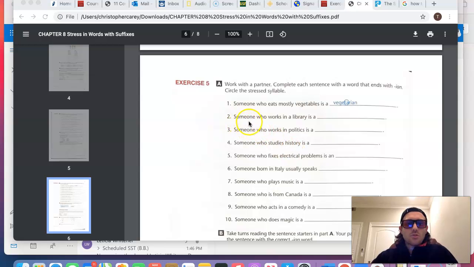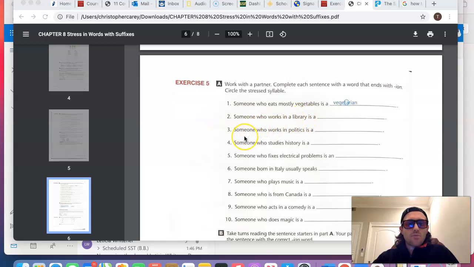For example, number 2, someone who works in a library is a librarian. Librarian. Take off the Y and add your IAN suffix. And then you would circle which syllable is the strongest? Librarian. Librarian. That middle syllable is stressed.